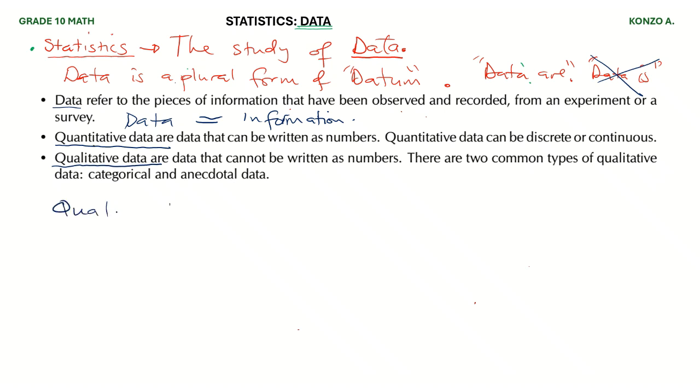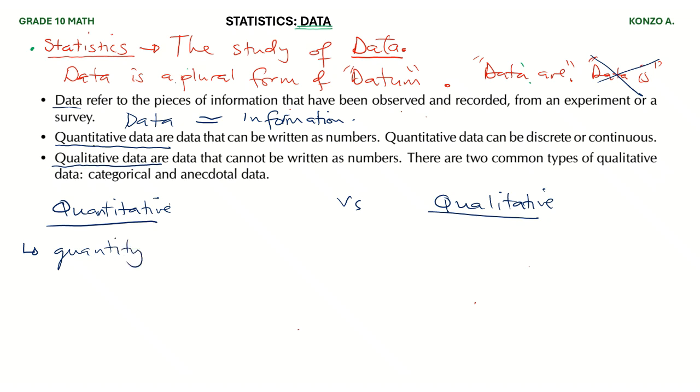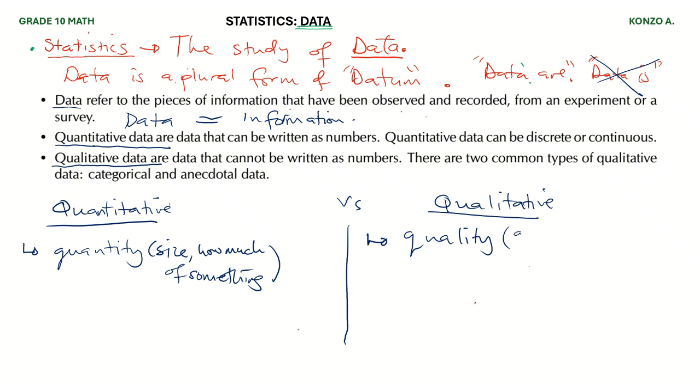Now, quantitative versus qualitative data. If you check these words, quantitative comes from the word quantity, which would mean size, or you can think of it as how much of something. That's what we'll be talking about here. Whereas if you look on the other side, qualitative comes from the word quality, which means we are now worried more about some kind of descriptive data, where we want to describe some object or some particular piece of information that we have. It's not really all about numbers.